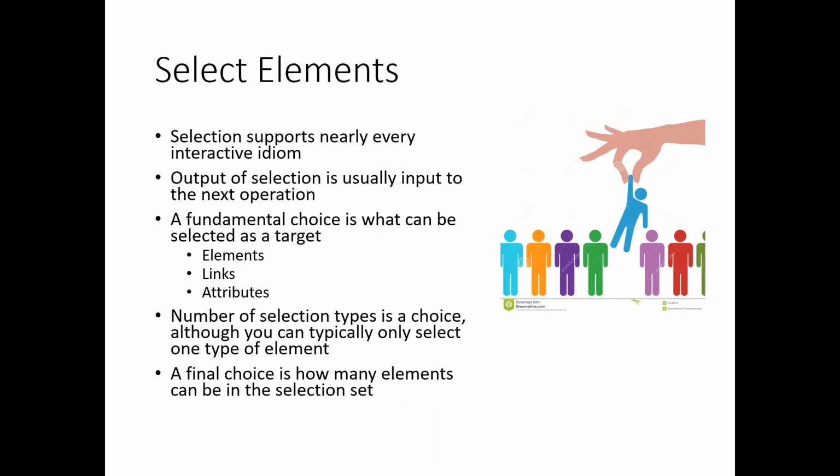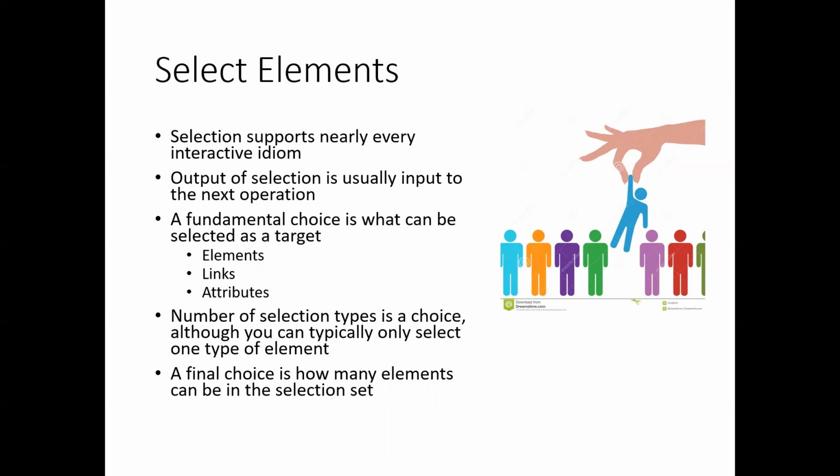Selecting elements is another way to change the view if you want to look at one particular element or a few different elements in particular. This type of changing view or view manipulation supports nearly every interaction idiom. The output of the selection is usually the input to the next operation. A fundamental choice is what you can select as a target. Can you select elements, links, or attributes? Or, are you allowing the individual to select all three?